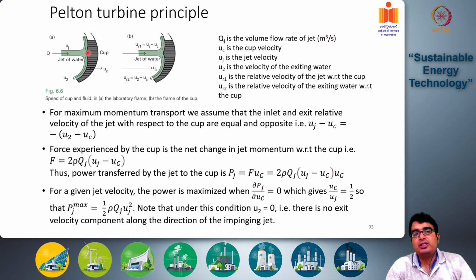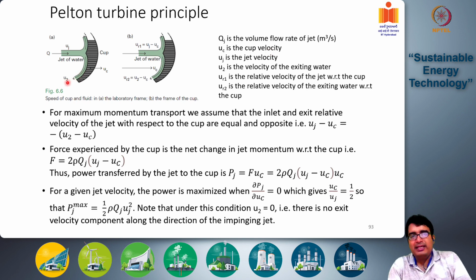Uj is the velocity of this water jet that is hitting your Pelton wheel bucket. Uc is the velocity of the cup as the Pelton wheel is rotating because of the impact of these jets. So the cup itself is moving at a certain velocity Uc, which is the cup velocity.